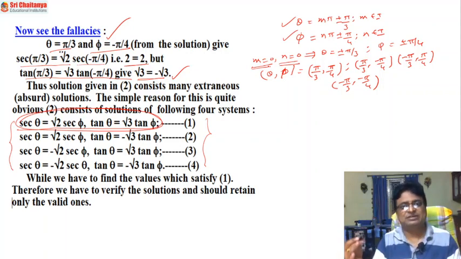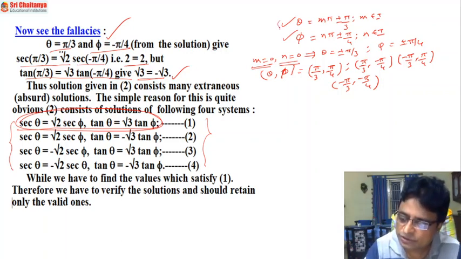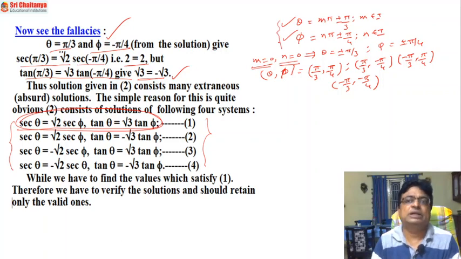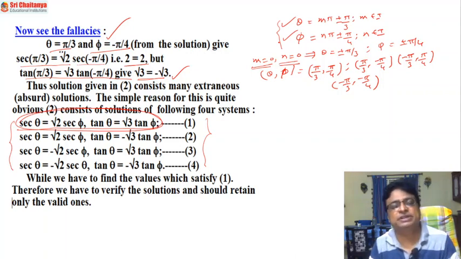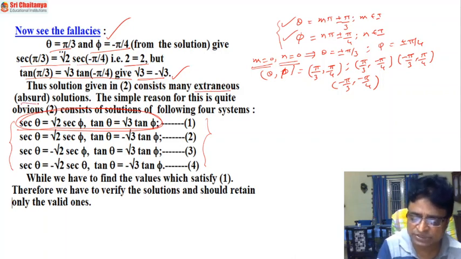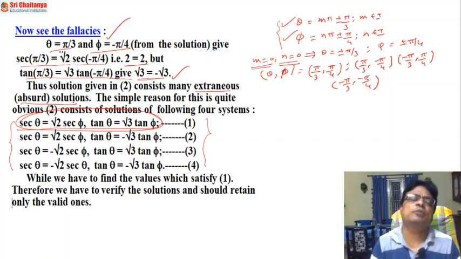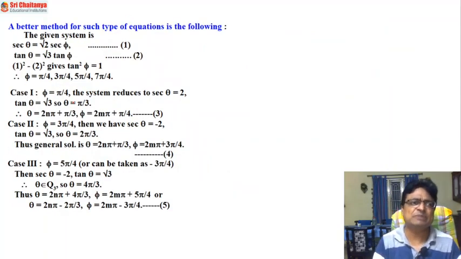Just imagine. Though you got the solutions for theta and phi, all may not satisfy the given system of equations. The solutions which do not satisfy the given system of equations are called extraneous solutions or absurd solutions. That one can find with verification and by the quadrant procedure. That I will explain.